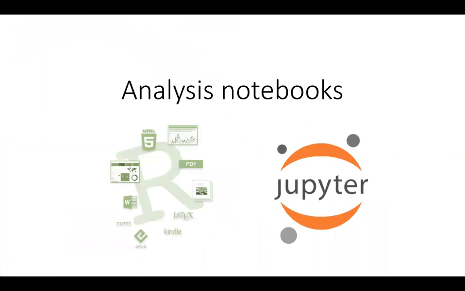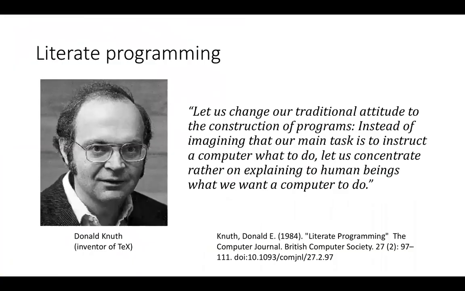Reproducible science are what are called analysis notebooks. The idea of an analysis notebook comes from Donald Knuth's idea of literate programming. When we're coding, it's often good to leave comments about what a particular bit of code does. But Knuth's idea was that we should reverse that: the description of what you're trying to achieve should be the focus.